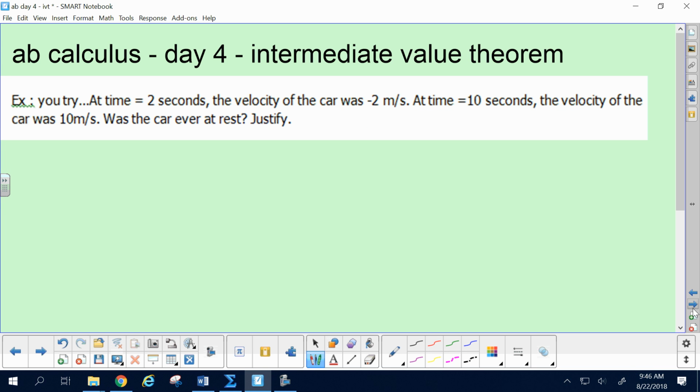You try. At time equal 2 seconds, the velocity of the car was negative 2 meters per second. At time equal 10 seconds, the velocity of the car was 10 meters per second. Was the car ever at rest? Try this on your own. Talk it over with your friends. I'll be walking around, and we'll go over it in a minute. Okay?